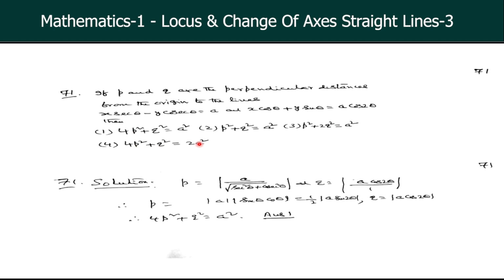Now we know that p is equal to mod a by square root of secant square theta plus cosecant square theta, and q is equal to mod a cos 2 theta by 1. So p is equal to mod a into sin theta cos theta, which is half of mod a sin 2 theta, and q is equal to mod a cos 2 theta. So 2p is equal to mod a sin 2 theta and q is equal to mod a cos 2 theta. Squaring and adding, 4p square plus q square is equal to a square. So option number 1.